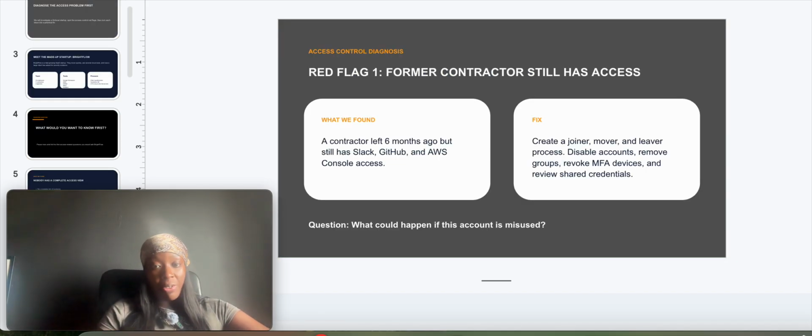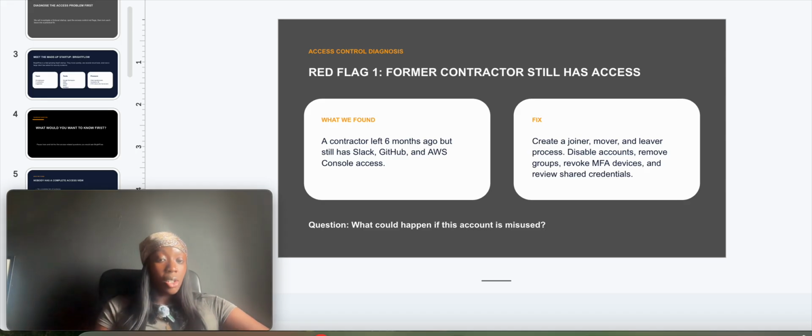So the first red flag: former contractor still has access. A contractor has left 6 months ago, but still has access to Slack, GitHub, and AWS console access. That is very, very dangerous, because when a contractor leaves, I'm going to give 2 examples. An innocent example is that they still have access to, let's say, proprietary information, information that is confidential to your organization. Alternatively, if the account is left dormant, it's possible that an attacker can take hold of that account and use it for malicious intent.